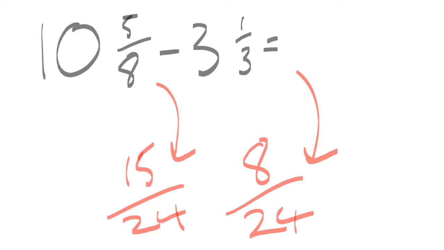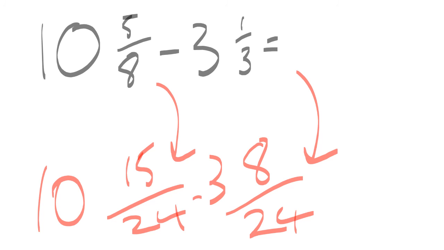So now, can you do the rest of the sum? Why don't you have a go all by yourself? What's the rest of the sum? I'll help you out. It's going to be 10 and 15/24, take away 3 and 8/24.